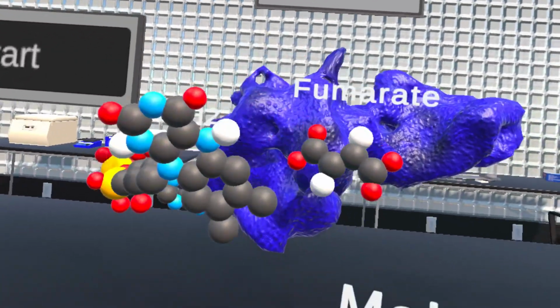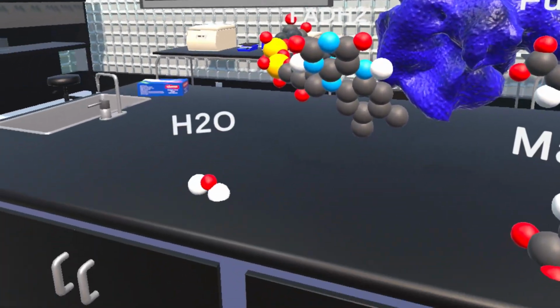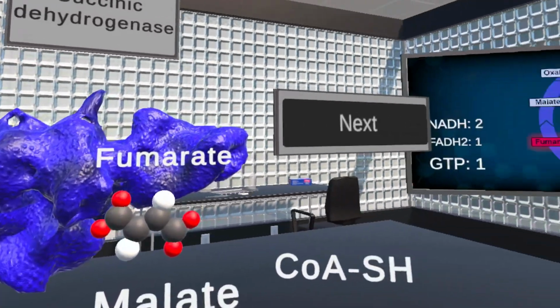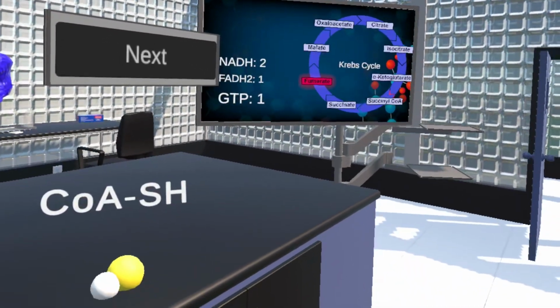FAD is another molecule that you are likely to be asked about on a test. FAD is going to carry 2 hydrogens to the electron transport chain, so let's tally that on our screen for later. Now that we are missing 2 hydrogens, our molecule is now called fumarate.